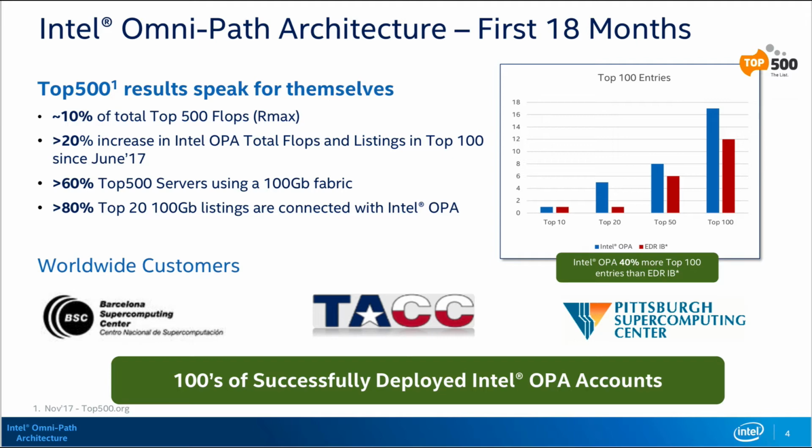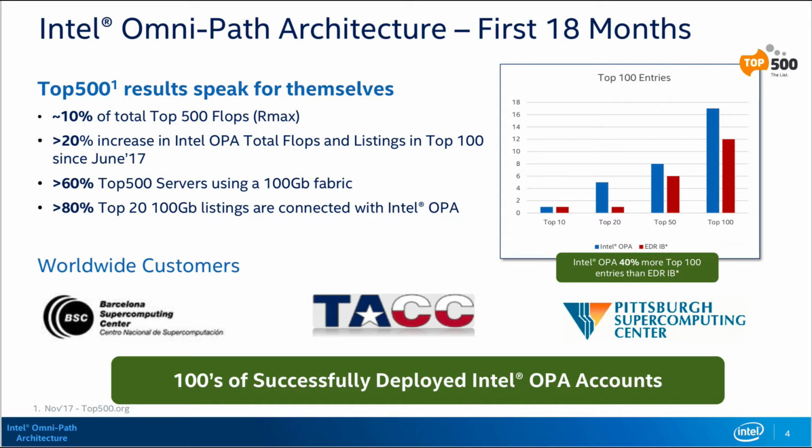And if you look at the overall top 500 list and narrow it down just to the 100 gigabit space, so essentially OmniPath, other technologies like InfiniBand EDR, we connect 60% of the servers that are using 100 gigabits as their interconnect on the top 500 list. And then finally, 80% of the top 20 utilizing 100 gigabit fabric utilize OmniPath. So we've gotten an excellent pickup in the marketplace for OmniPath on the top 500 list.